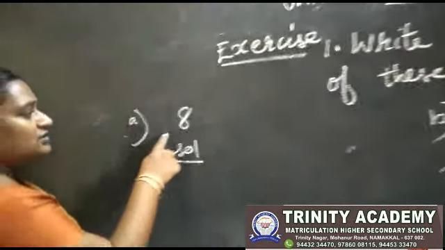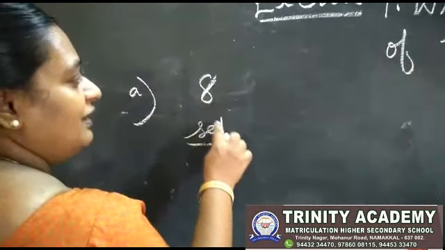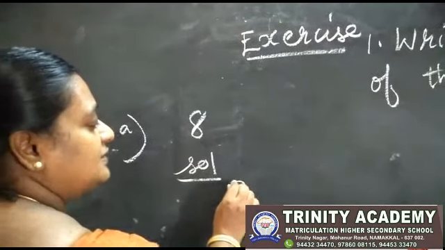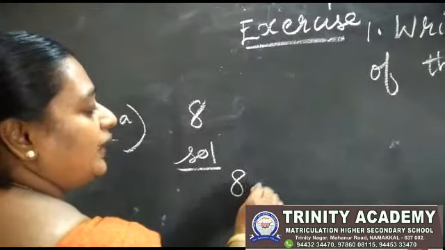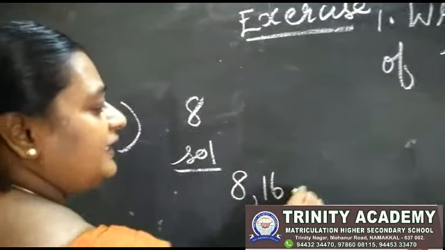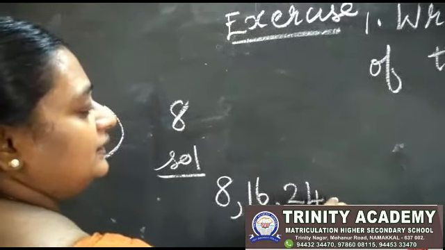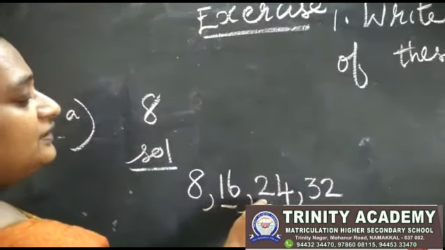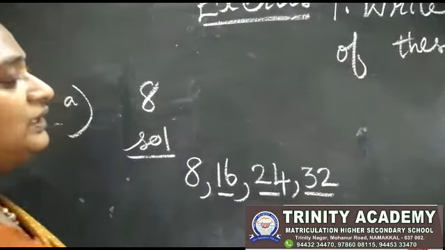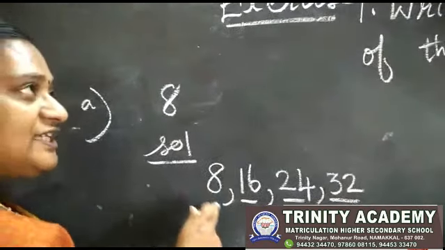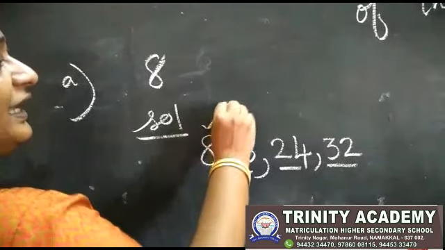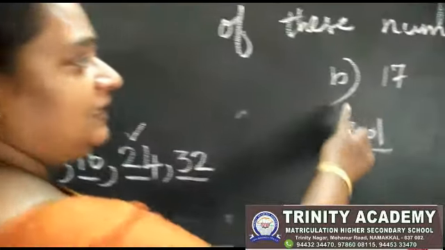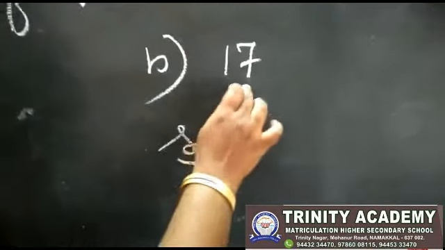See here, first question A, 8. So we have to know the multiples of 8. We know the 8 table, isn't it? 1 8 is 8, 2 8s are 16, 3 8s are 24, 4 8s are 32. These are the multiples of 8. First 3 multiples means we have to consider 8, 16 and 24. This is the answer.